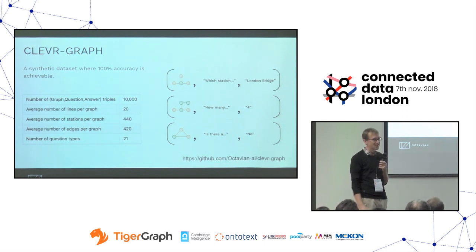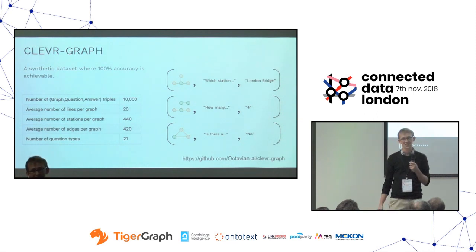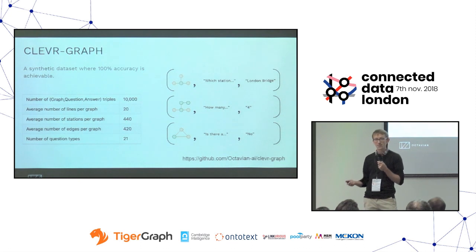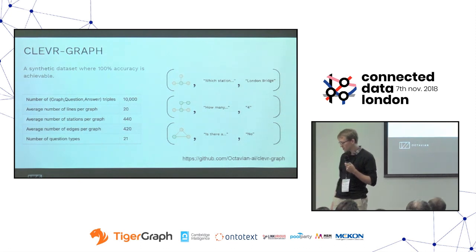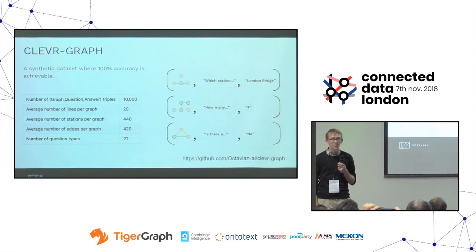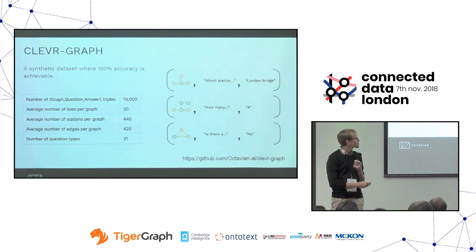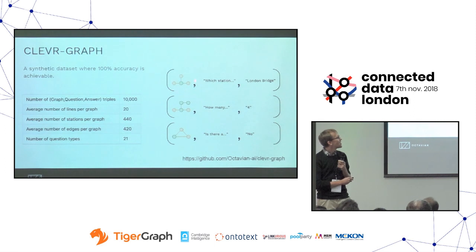And we made a synthetic data set so that we knew that our models work if we get to 100% accuracy. With real-world data sets, you might get to 95% accuracy, and that might be the best possible, but it's pretty hard to figure out if that's what's going on or not. So we made a synthetic data set modeled on transport networks. And our synthetic data set consists of data points of a graph, a question, and an answer.